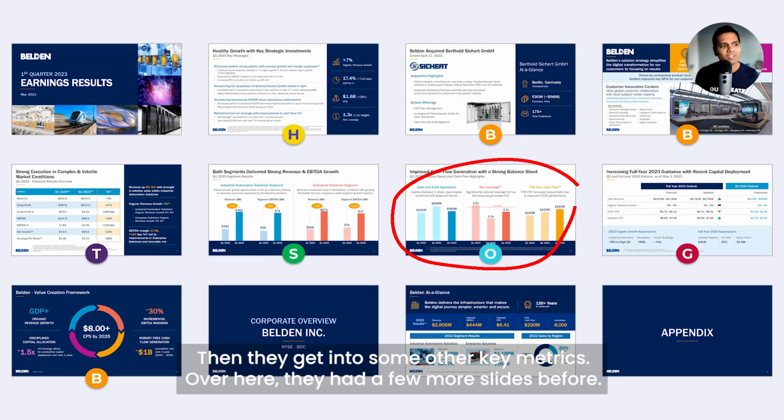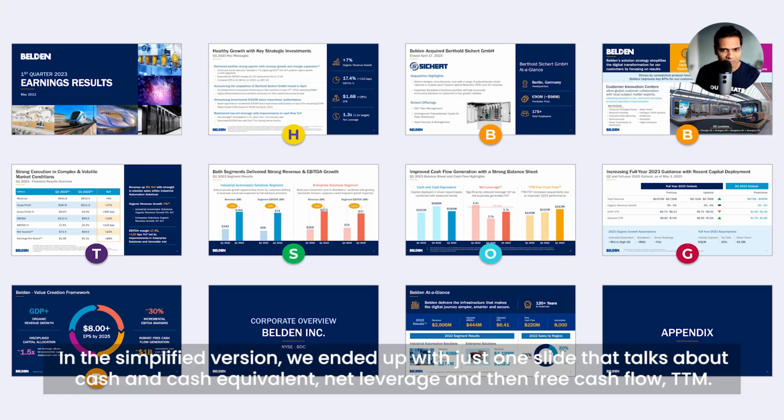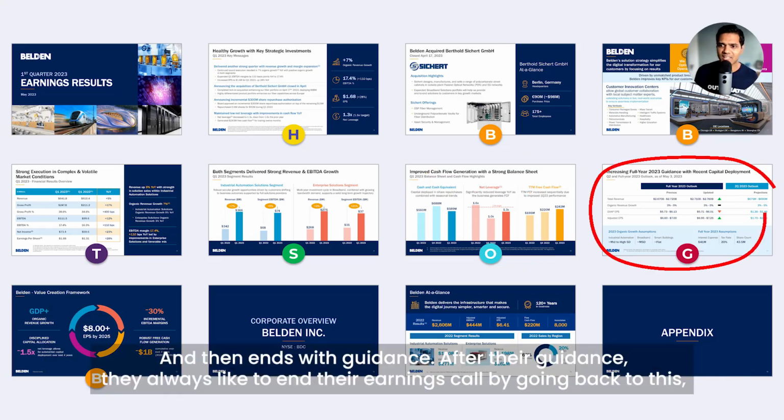Over here, they had a few more slides before. In the simplified version, we ended up with just one slide that talks about cash and cash equivalent, net leverage, and then free cash flow, TTM. And then ends with guidance.